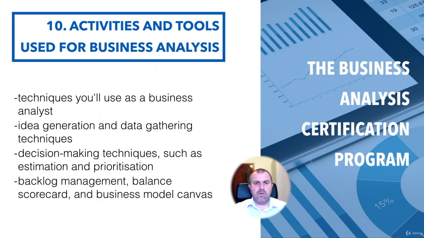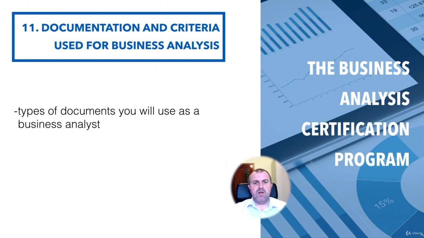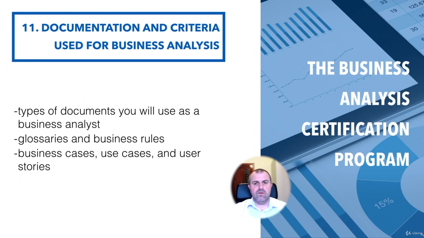In the 11th course, the one called Documentation and Criteria Used for Business Analysis, we're going to look at types of documents you will use as a business analyst. Some of them are glossaries and business rules you'll need. Others are documents you'll create that contain business cases, use cases, and user stories. The final type of documents we'll look at contain metrics and criteria you'll use for evaluating performance and establishing requirements.